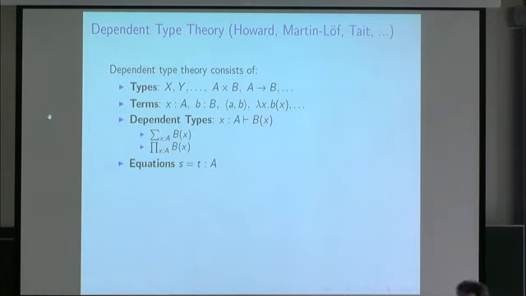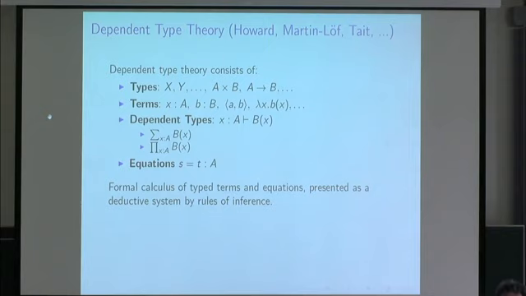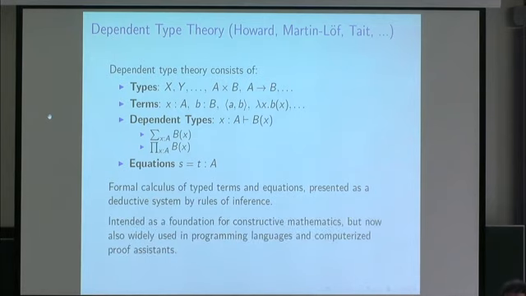And then there are equations between terms, just like in the simply typed lambda calculus, you'll have maybe a beta reduction or an eta expansion. And then you set it up as a formal calculus of typed terms. You can do it as an equational calculus. Usually it's presented as a deductive system by rules of inference, right? If this term has this type and this term has this type, then, horizontal line, this constructed term has this constructed type, and so on. And you derive these terms of various types by successive applications of the rules of inference. It gives you a kind of deductive system for the dependently typed lambda calculus. So that's the basic setup.